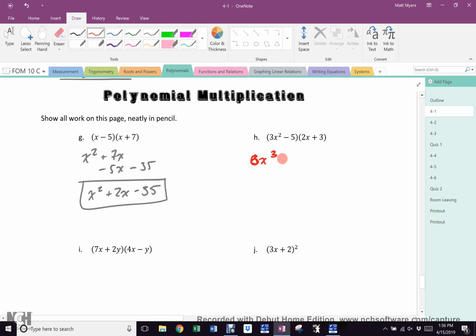This one: 6x cubed plus 9x squared minus 10x minus 15. I didn't stack them because there's no like terms. It is done. You cannot add these two together because they are different.